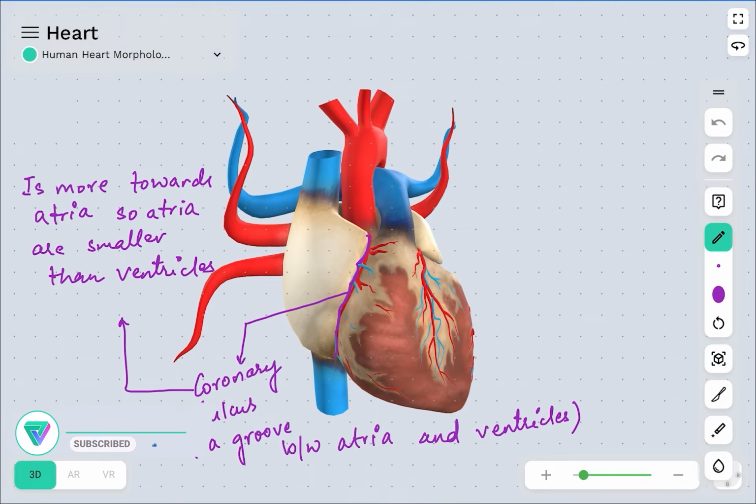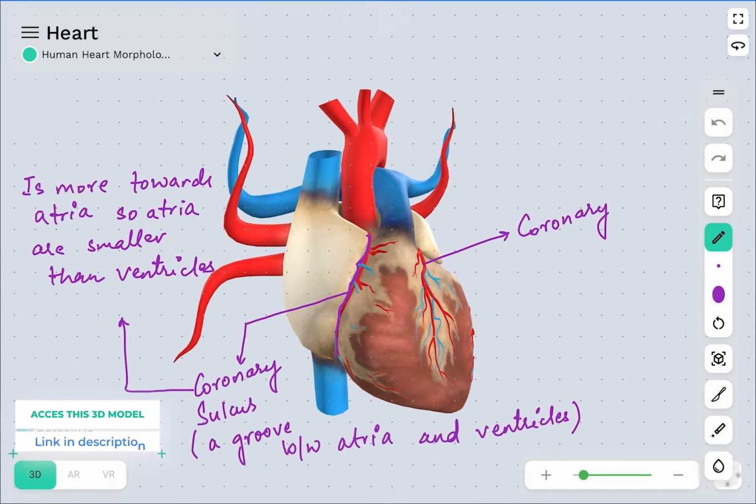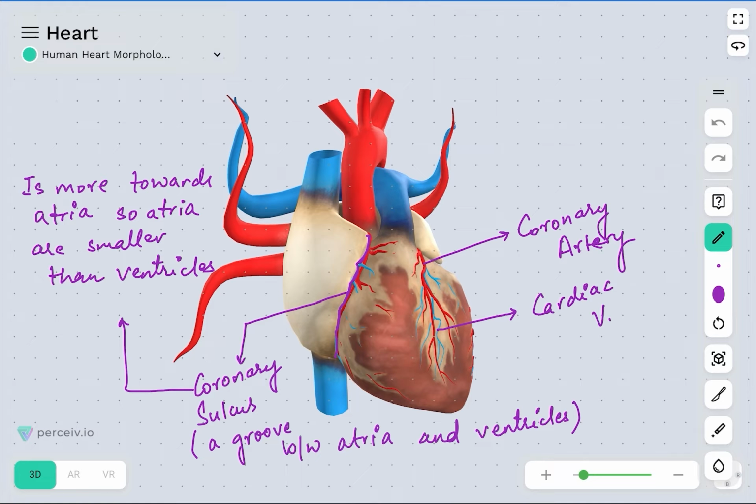Now, you can see the various veins and veinlets and capillaries also present. All right. So this red blood vessel is considered to be the coronary artery. So these are coronary arteries. All right, and these blue blood vessels which you can see represent the cardiac veins.